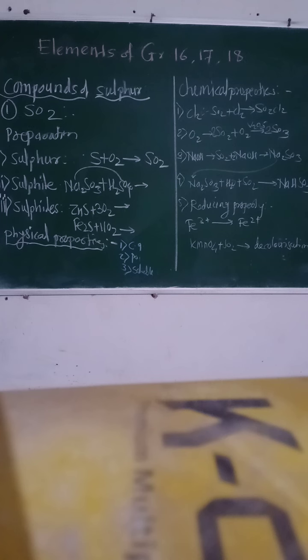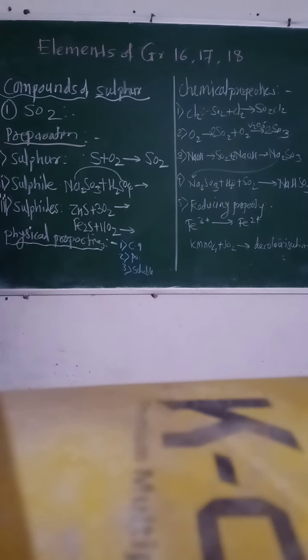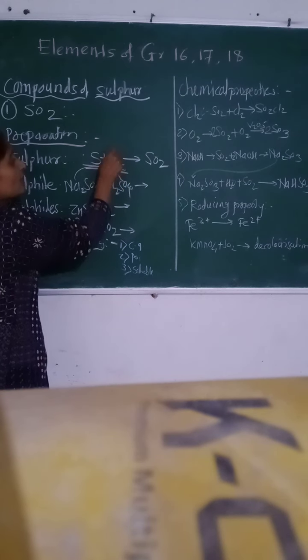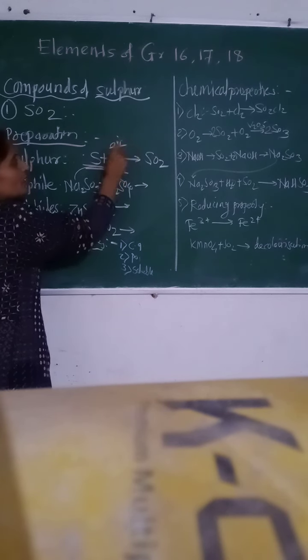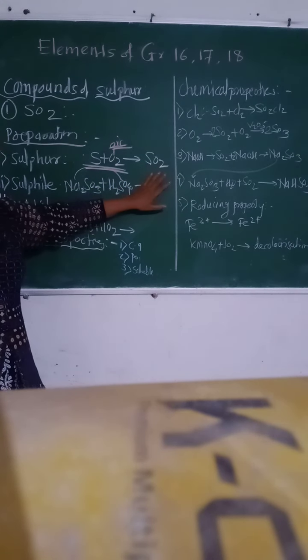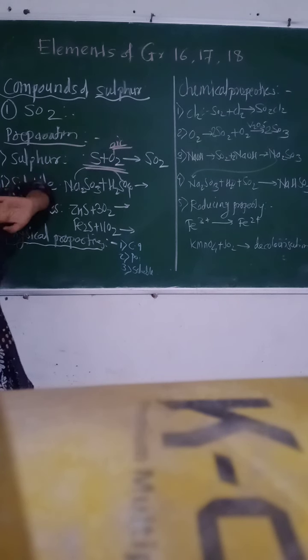The first compound we have to study is sulfur dioxide. How will sulfur dioxide be prepared? Sulfur dioxide is prepared from sulfur, by burning sulfur in the presence of air. It forms sulfur dioxide. A simple preparation, by burning of sulfur in presence of air.